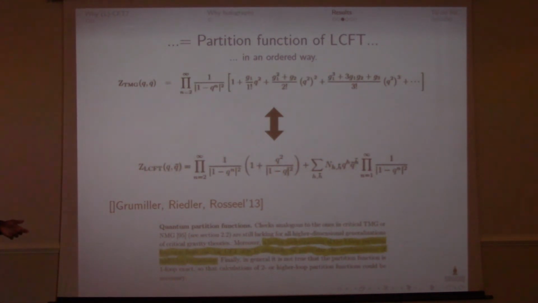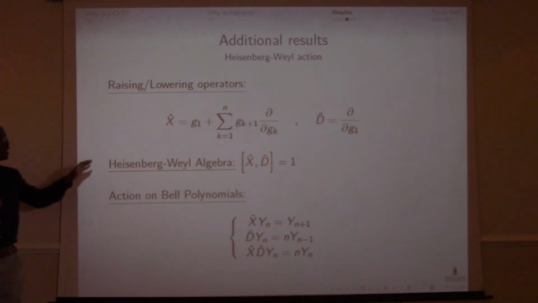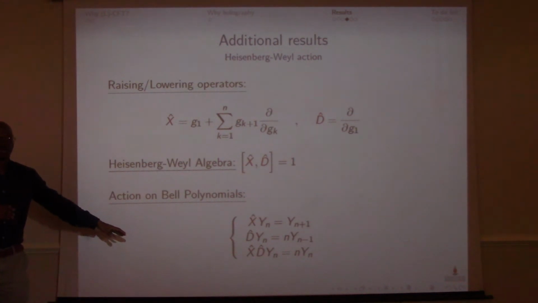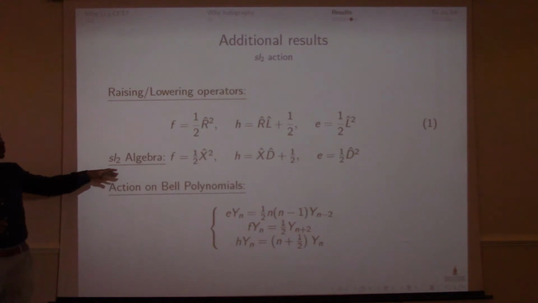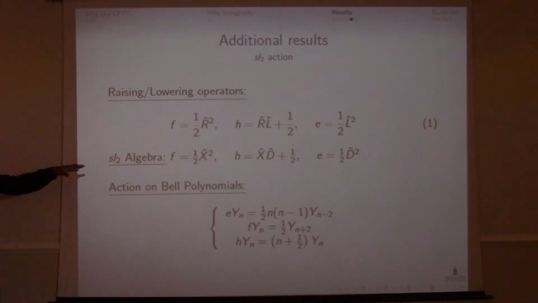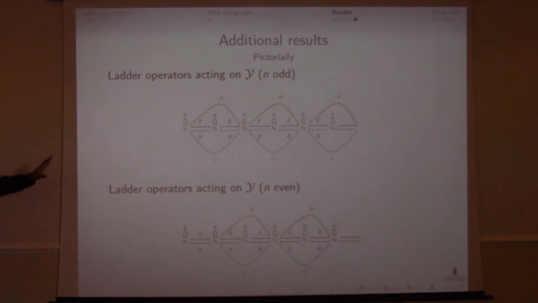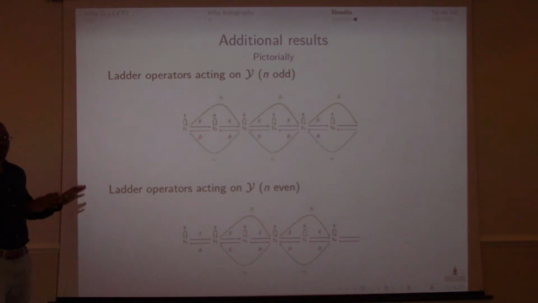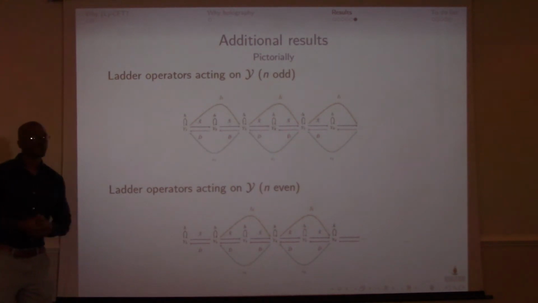In addition to that, we can also mention a few results. It is also possible to create raising and lowering operators that satisfy the Heisenberg algebra, and they act on those Bell polynomials. And even to go further from these operators and construct some operators that satisfy the SL2 algebra and that also act on Bell polynomials. So all this is actually encoded in these pictures, which is where I see the beauty of the work. But my supervisor is always there to remind me that beauty is not enough, and not only mathematics, and some physical interpretation of things is always needed.